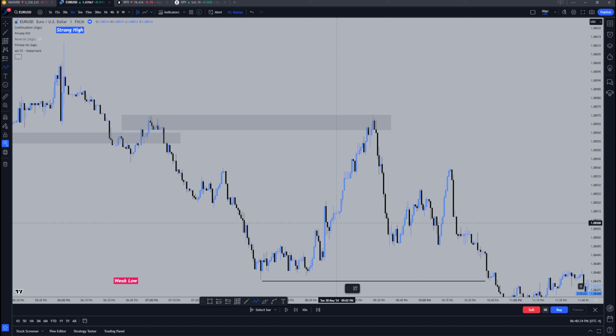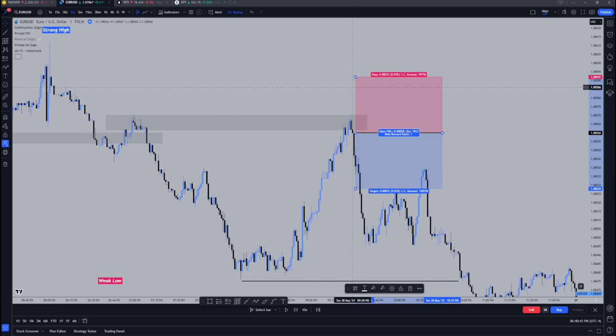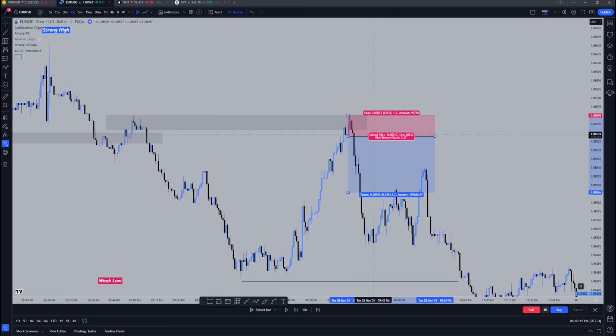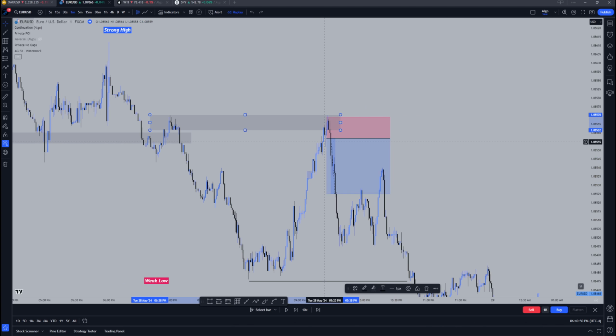Why? Because look, there's minimal structure here. There's some, yes, there are pullbacks here, but the majority of it is an impulse. And when you have an impulse, we can enter directly off the candle break. Now, yes, here you would have got a stop loss on this break right here, which is unfortunate.